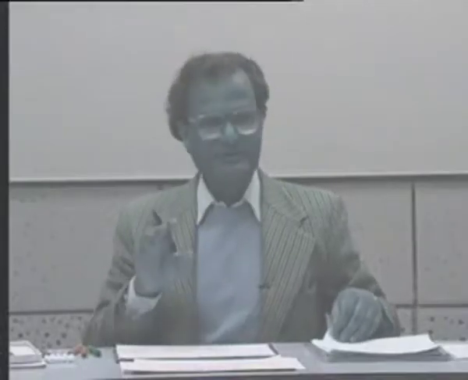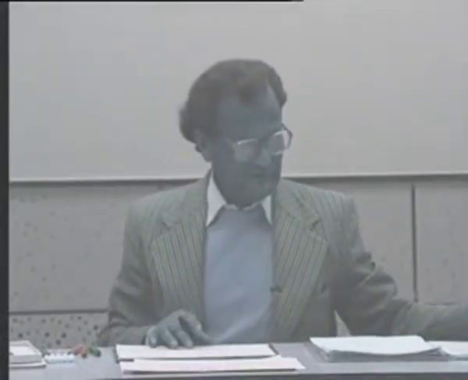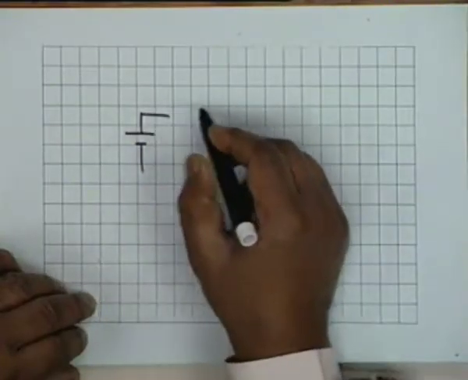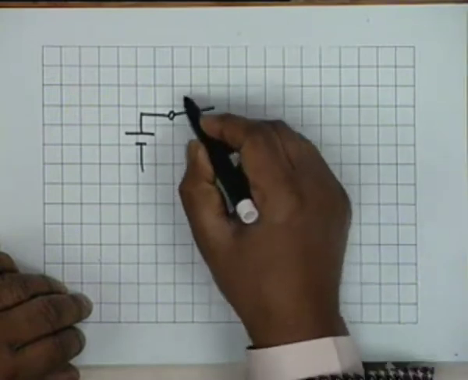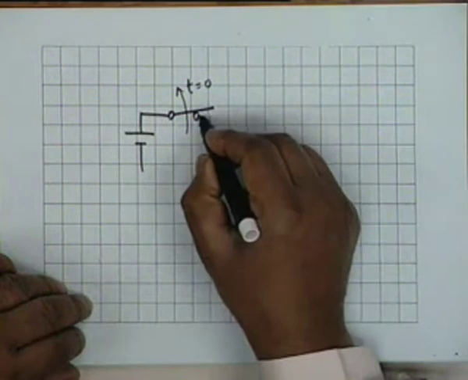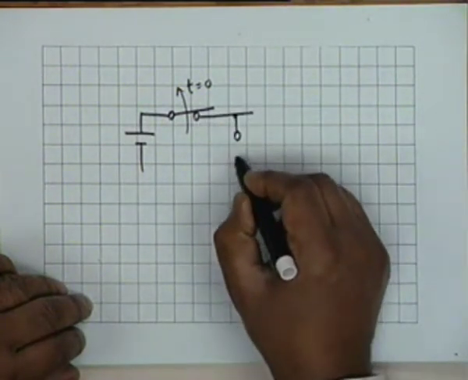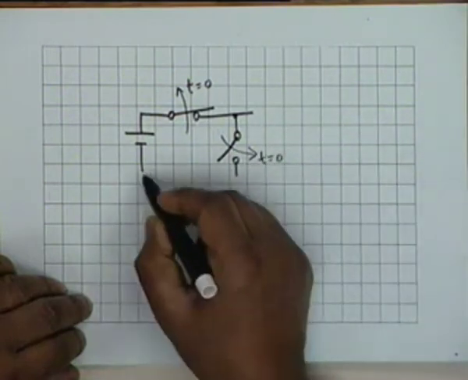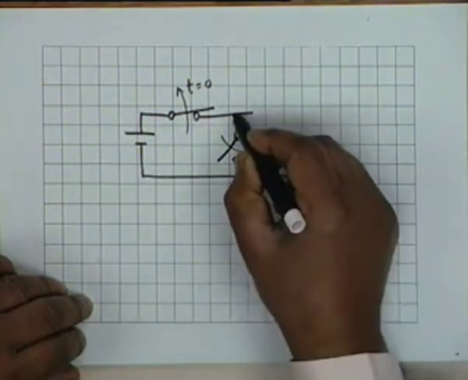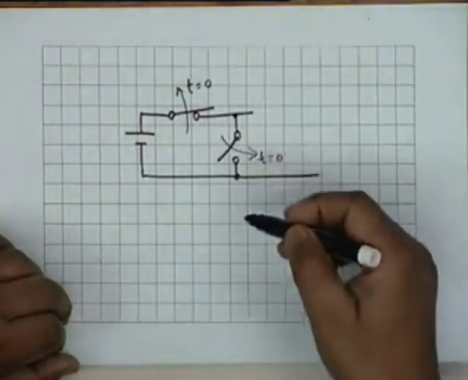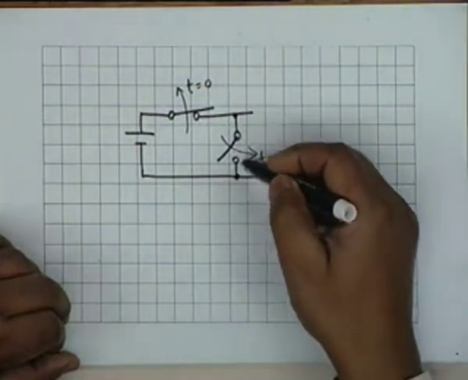Let's quickly look at another example. One of the examples I will completely do. The second example is the same one, but with a little bit of a difference. We have this switch thrown open at t equal to 0, and then there is another switch which is closed at t equal to 0. There are two switches which are operated simultaneously. One is thrown open and the other is closed.